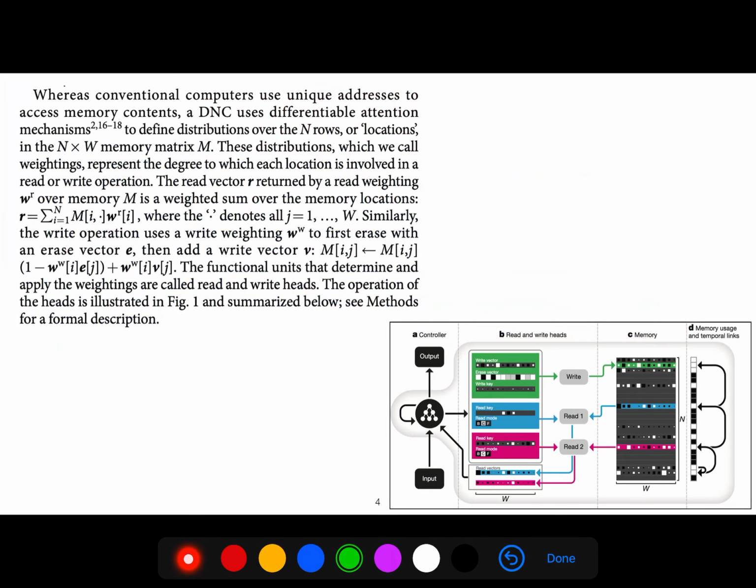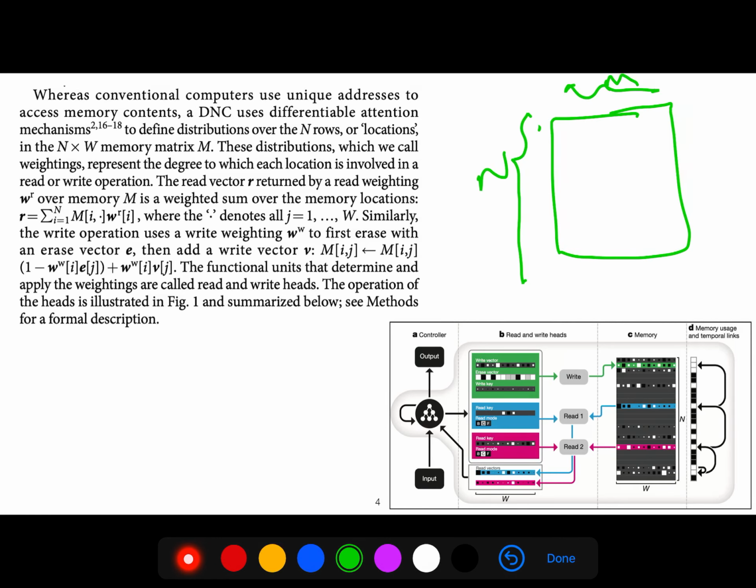So conventional computers use unique addresses to access memory contents. But a DNC uses a differentiable attention mechanism to define a distribution over the N rows, or locations, of the memory. So we have N rows and M columns. So this is our memory. For example, if you read the article on Neural Turing Machines, they consider this memory as a latent variable, and they did Bayesian analysis over that.